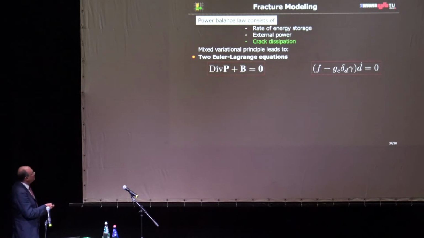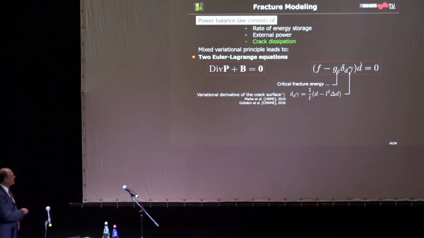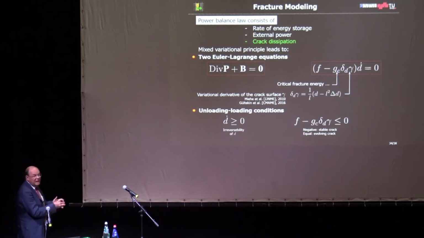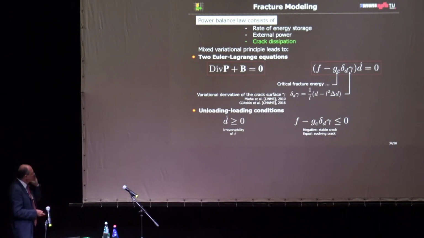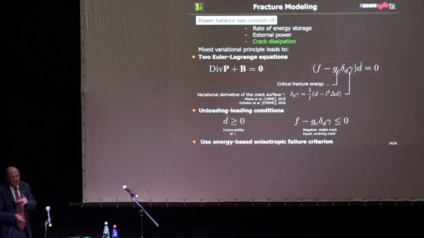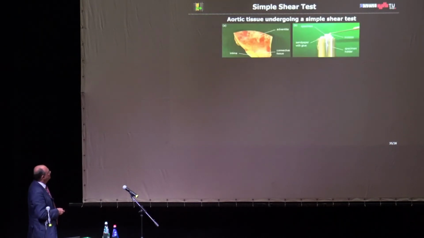And this equation, where F is the energetic forces again, minus Gc, the critical fracture energy, and this is a variational derivative of the crack surface, which was published by me a couple of times, 10 years ago. Then we have the unloading-loading conditions, which people know in computational mechanics. And we use, and there's no time to talk about this, an energy-based anisotropic failure criterion. This turned out to be the best criterion we can use.